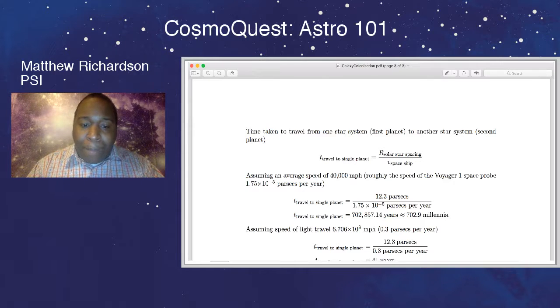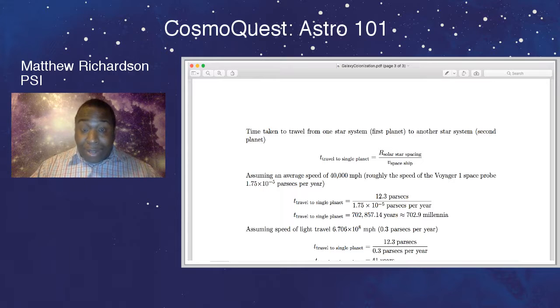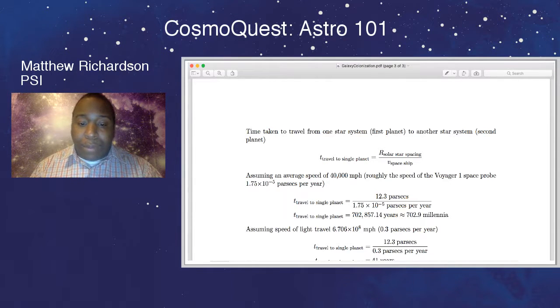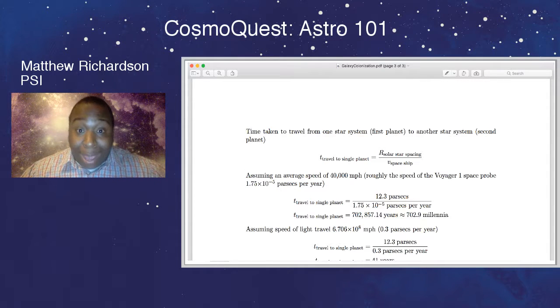And so by plugging in these values of 12.3 parsecs being the average distance between solar type stars, divided by the speed of our spaceship, which we're assuming to be roughly the speed of Voyager 1, which is currently at the edge of our solar system as I speak, using that parsecs per year value for our spaceship, we end up getting that it will take roughly 703,000 years, or 703 millennia.